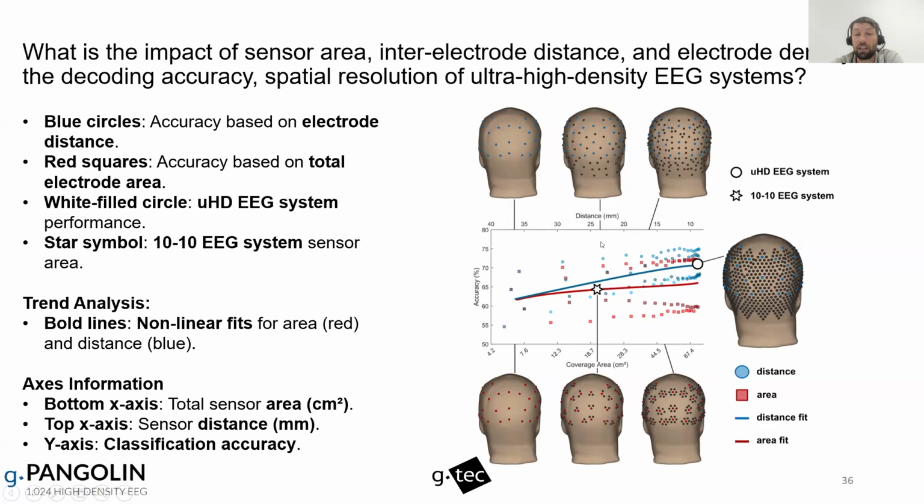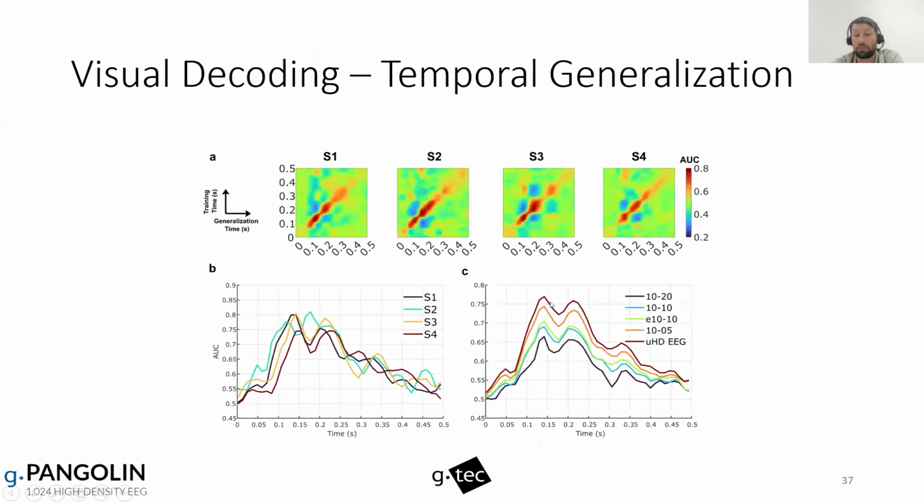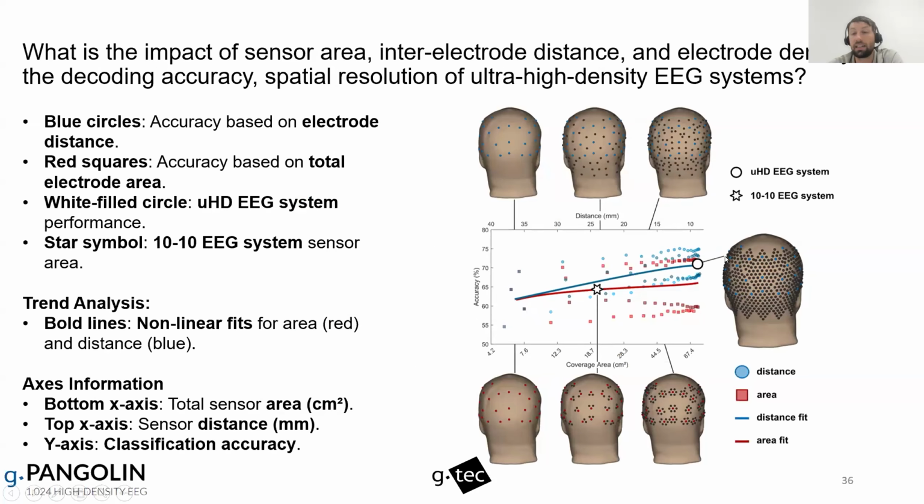We mark specifically here the 10-10 EEG system. So if you merge all of those electrode surfaces, you would reach a similar setup as with the star. And with that, we calculated for all 4 subjects the accuracies in our 4-class problem. And we could then fit the curves. And we saw that with increasing the area, you get a lower increase in accuracy than with increasing the distance.